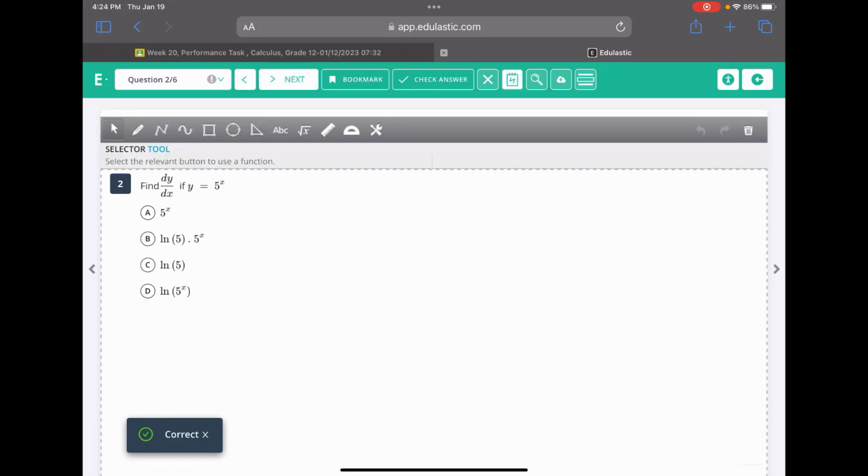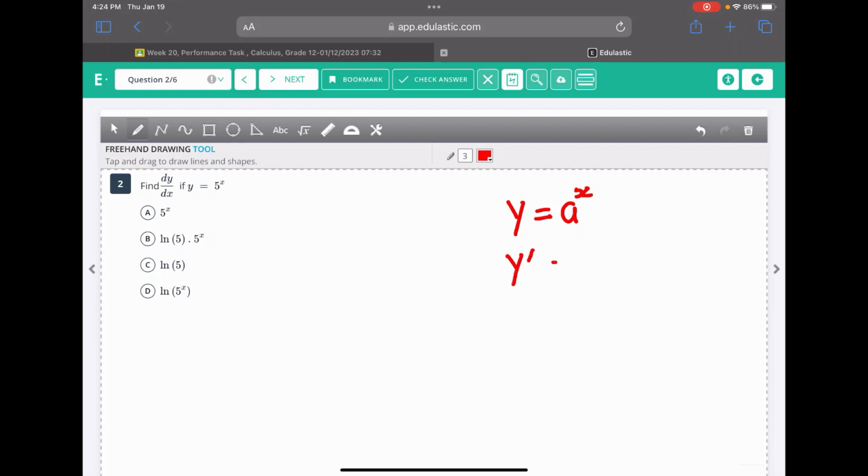So question number 2. Find the derivative of y equal to 5 to the power of x. Now, we have another formula that we have to follow. If we get a function, and now I'm going to put a, but a basically represents any number. So 5, 6, 7, 3, 2, that's a. A is a number to the power of x. Now, once we want to find y prime, we're going to use this formula.